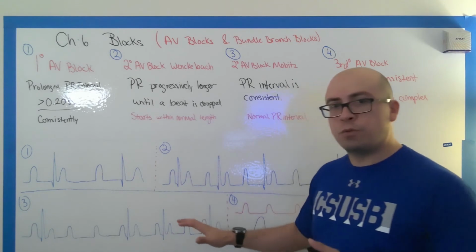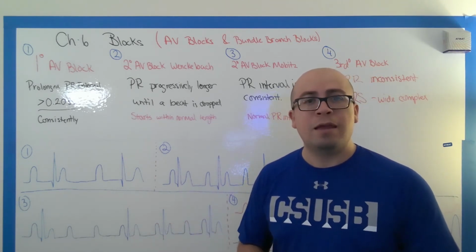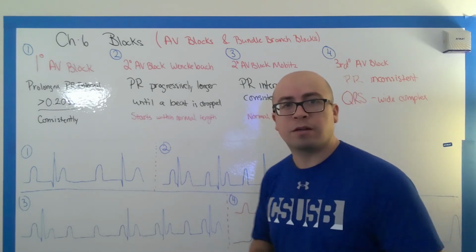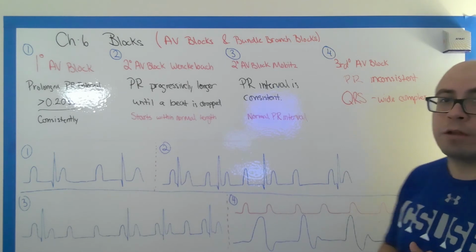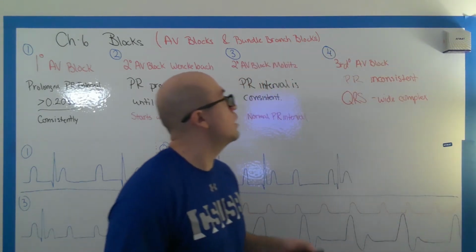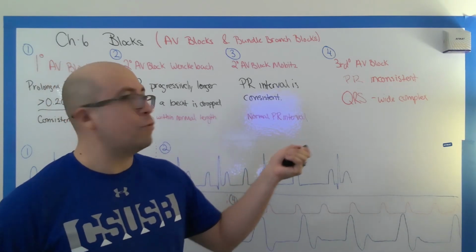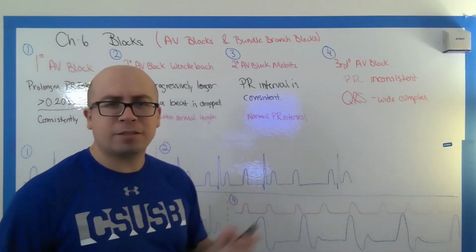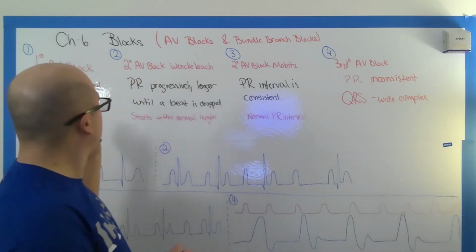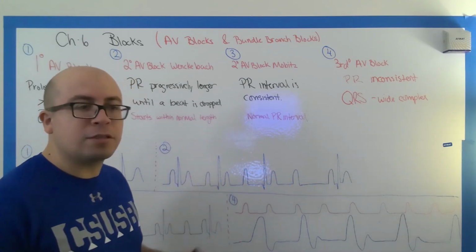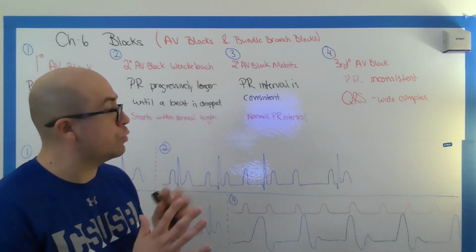So let's move on to our third AV block, which is our most dangerous one, and we call it a complete AV block. And that's our third degree AV block. And what occurs in our third degree AV block is the PR interval is inconsistent, but we're also going to see a wide QRS complex. Okay, so our PR interval is going to change. It's not going to follow any of these patterns that we've just discussed. It's going to change within its own rhythm, okay, within its own strip.